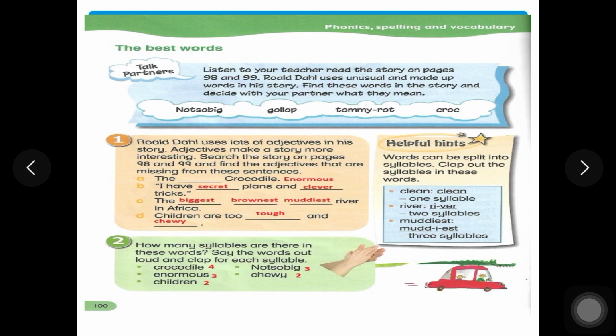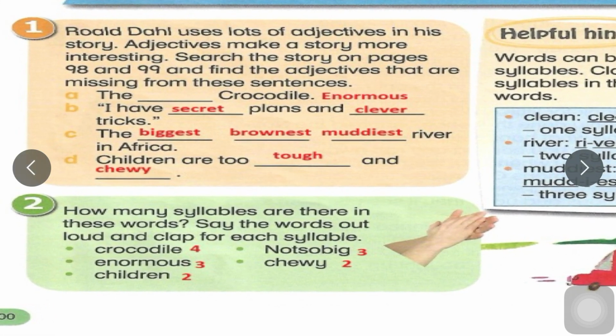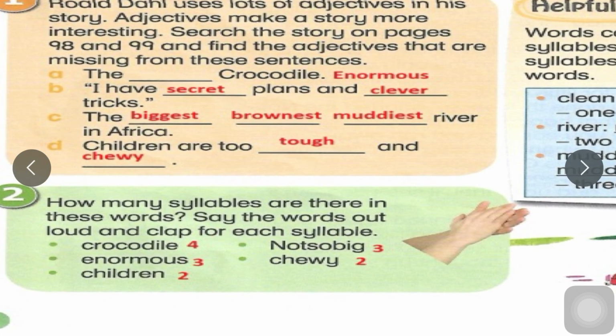These are the answers. Question 1, these are the answers of question 1. A is going to be the enormous crocodile. B, I have secret plans and clever tricks. C, the biggest, brownest, muddiest river in Africa. D, children are too tough and chewy.